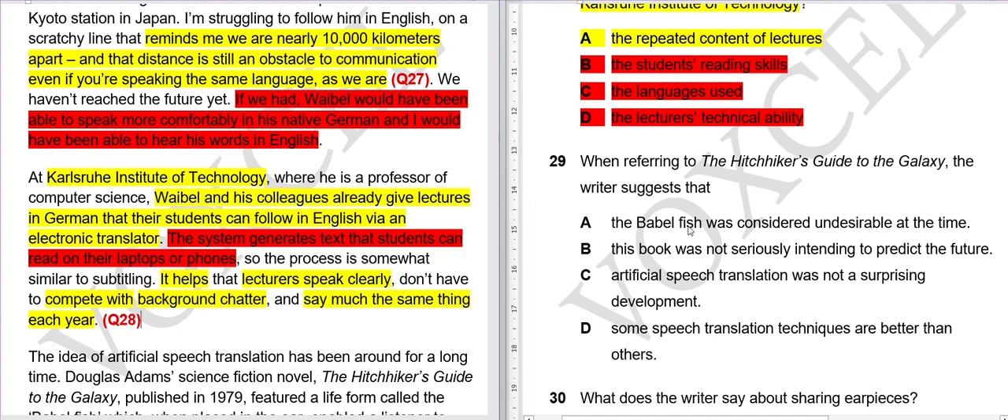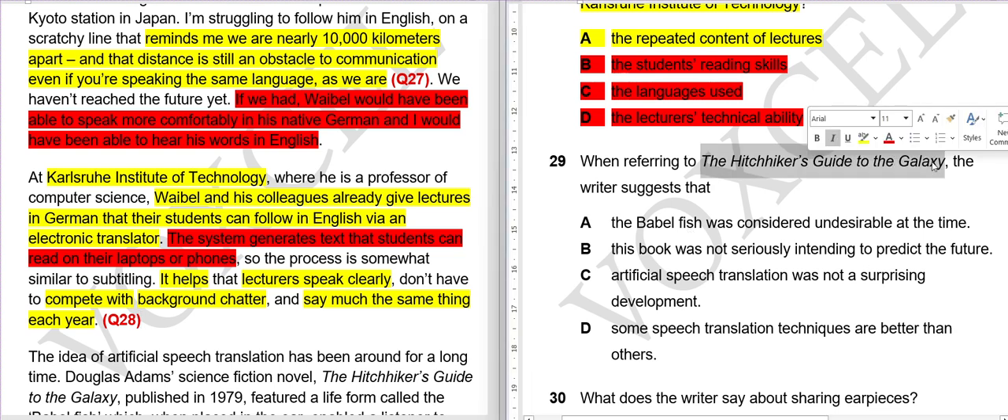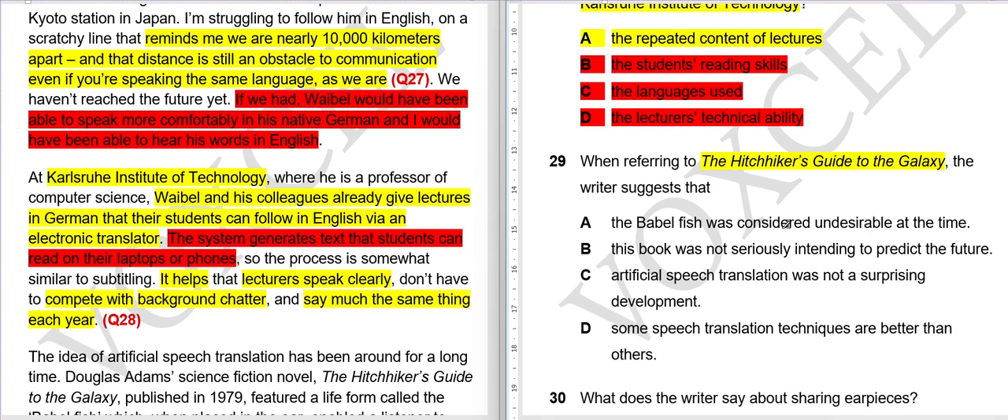When referring to The Hitchhiker's Guide to the Galaxy, the writer suggests that... So this is our locator. When the writer mentions this particular book, he or she suggests that the Babel fish was considered undesirable at that time. If you don't know about the Babel fish, don't worry, it will be written as it is. So this fish was considered undesirable, like people didn't want it at that time.